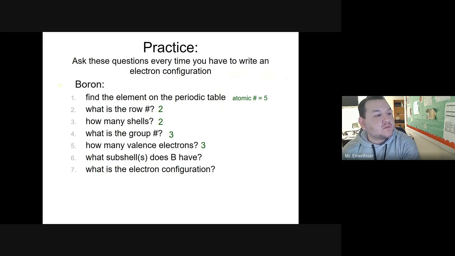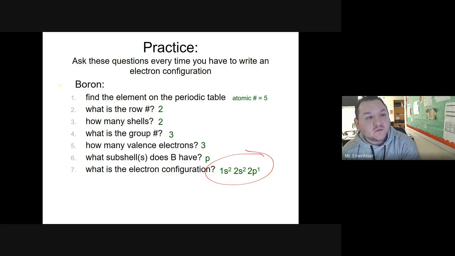Okay, let's do boron. So boron has 5 for its atomic number. It's on row 2. It has 2 shells. It's in group number 3. It has 3 valence electrons. The sublevel that it has is the p, and so the electron configuration is 1s2, 2s2, 2p1. And let's see how we get that.